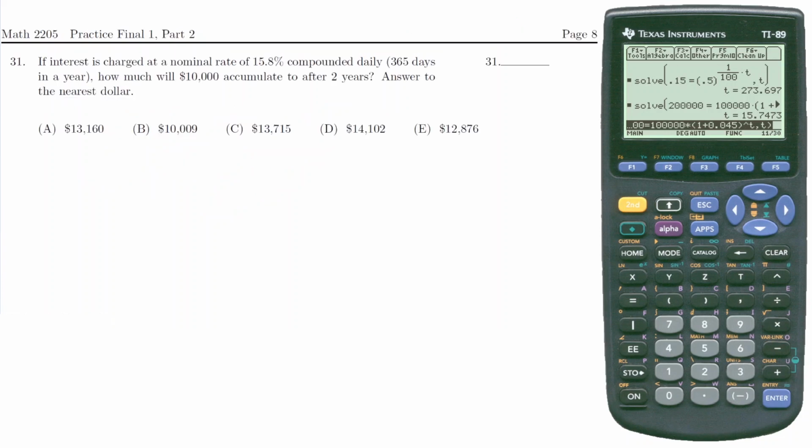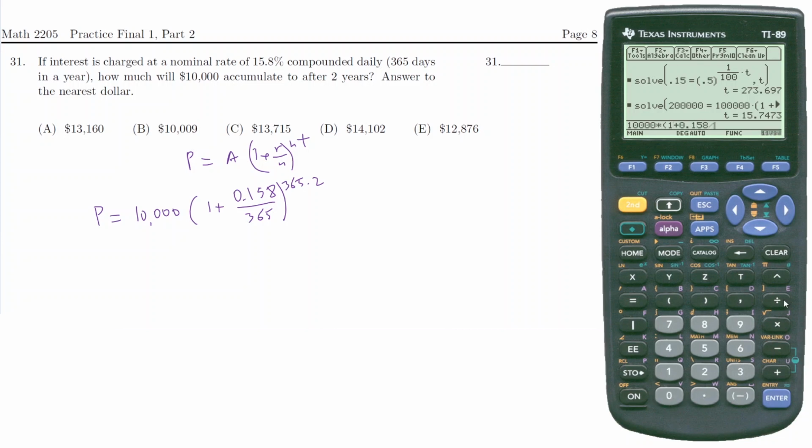Now, if interest is charged at a nominal rate of 15.8% compounded daily, how much will 10,000 accumulate after 2 years? Here I have to use P equals A times 1 plus r over n, to the power of nt. Very simple, just plug stuff in. P is my unknown. So it's 10,000 multiplied by 1 plus 0.158 over 365, to the power of 365 times 2. I just have to type it in without errors. One of the simplest problems on the test.